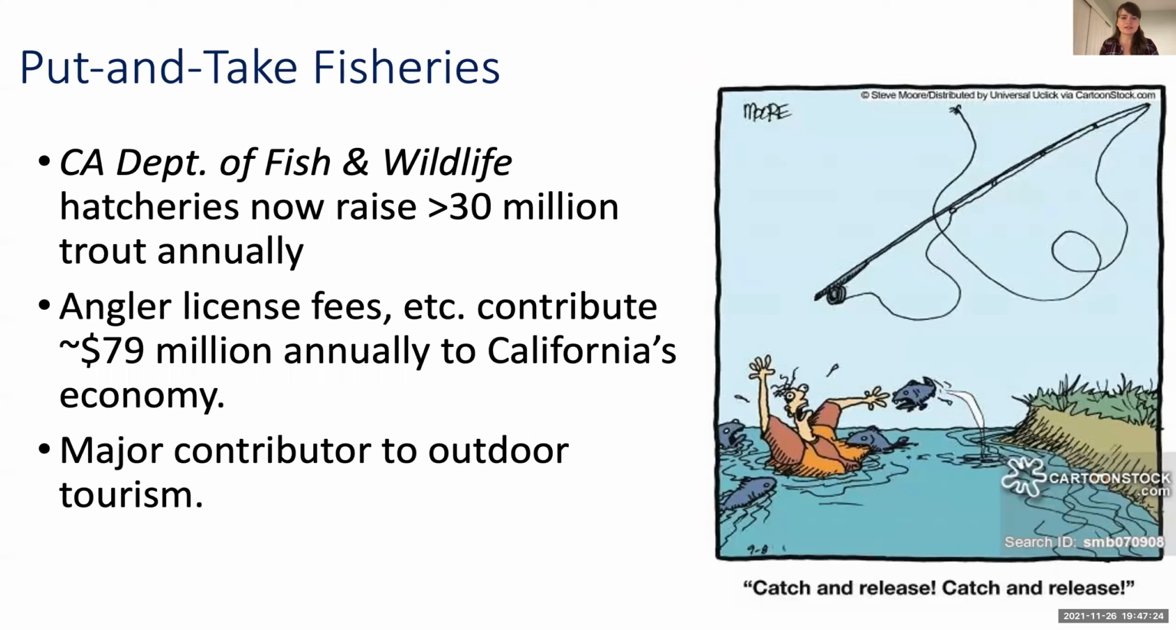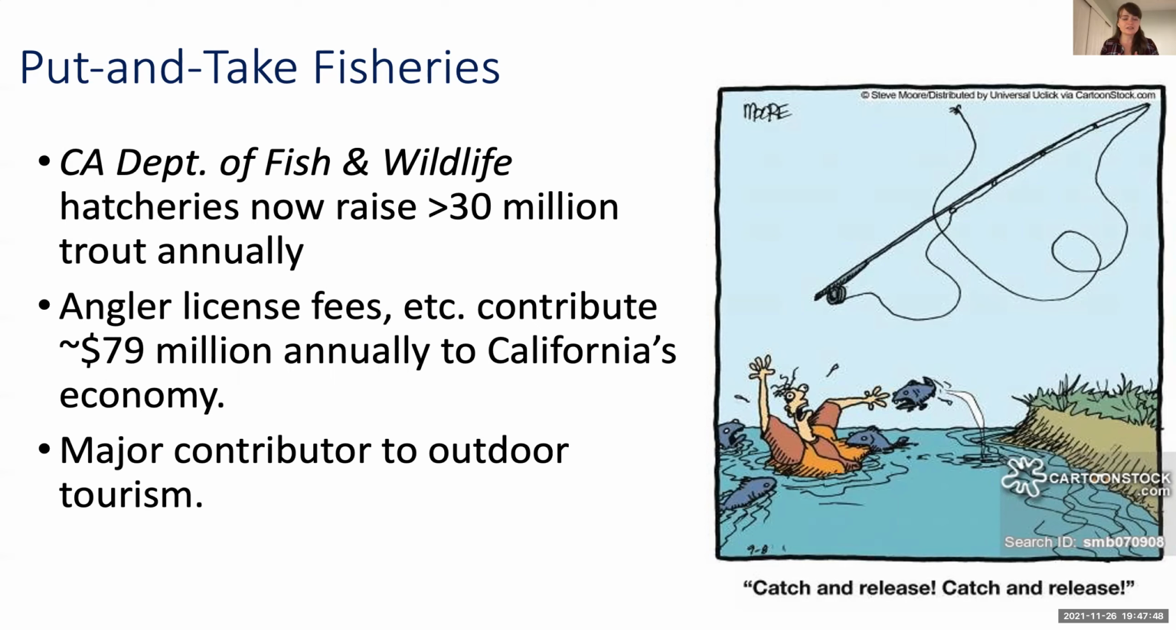CDFW hatcheries now raise over 30 million trout annually. So it may come across as a little ironic that the agencies fighting against native species would be deliberately introducing non-native fish into the environment. But anglers are actually providing a lot of capital that are then used by management agencies through license fees and other purchases to help with other management efforts.